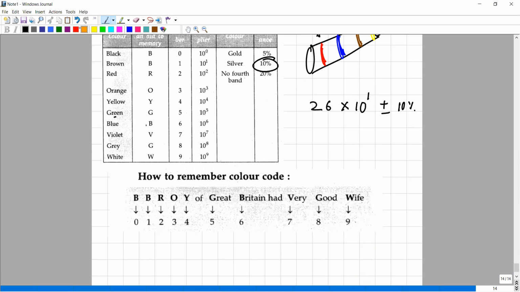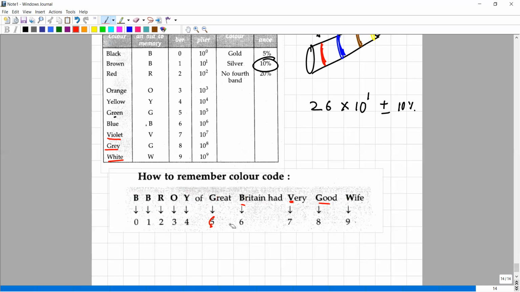So this jingle is BB Roy. BB is the first two colors, B becomes black and brown. ROY: red, orange, yellow. Okay, BB Roy of Great Britain. So GB, Great Britain's GB. BB Roy of Great Britain, G is 5, that is green. And B is blue. And V is violet. Had good wife. So G again is gray, and W is white. So BB Roy of Great Britain had very good wife.